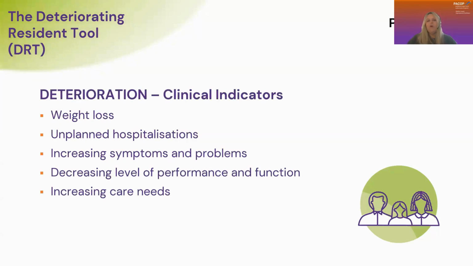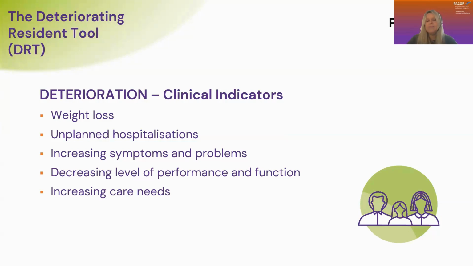So if you're a nurse, we all know that the clinical indicators of deterioration are as follows. We have weight loss, we have unplanned hospitalizations, where we've had to ring an ambulance, they've had a fall, or they're just unwell, they've gone to ED, either they've gone to ED or they've been subsequently admitted from ED to hospital. Unplanned hospitalizations are excellent for prognostication of deterioration and can sometimes take us unawares. Increasing symptoms and problems, of course, is an indicator of deterioration. Decreasing level of performance and function leads to increasing care needs.